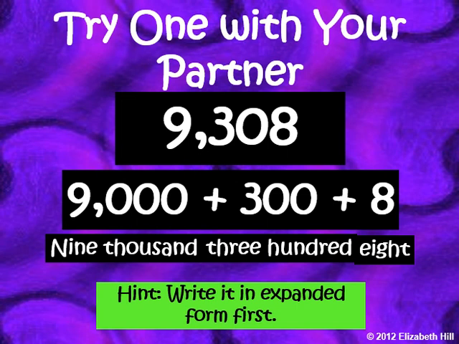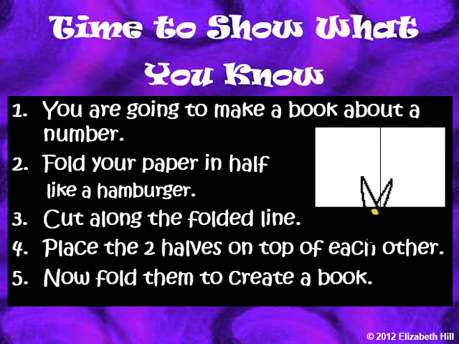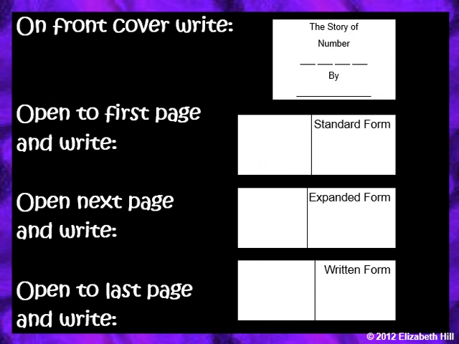Now, if you want to do something just for fun, and you can even draw it out however you want to, you can actually make a little book about a number. You can fold a piece of paper in half, like you would a hamburger, and cut along the folded line, or you can just leave it folded. And then you can create a book. On the cover, you would write the story of number blank by blank. You would choose your number. On the first page, you would write the number in standard form.